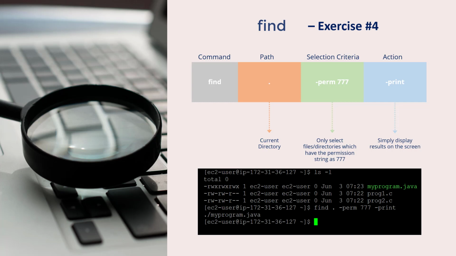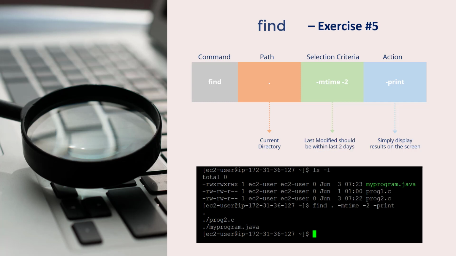In our find command, we give the -perm option as 777. So as you can see in the terminal screen capture, the find command only returns the Java file as it is the only file with 777 permissions. Let's move to the next one, exercise number 5. This time again, we are going to see a new selection criteria, -mtime.